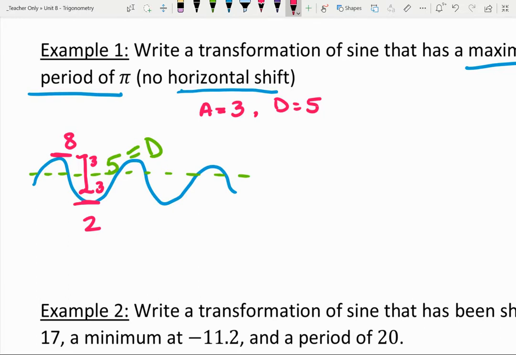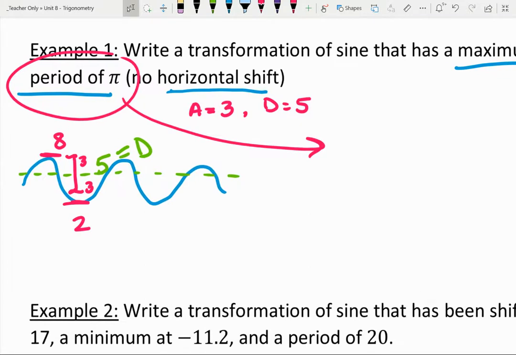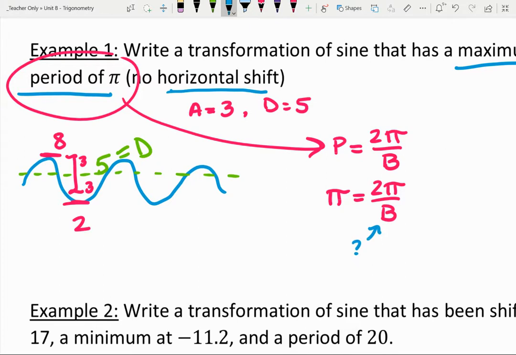It says that there's no horizontal shift, so we don't have to worry about any kind of C value, but it tells us that we have a period of pi. So I'm going to take that information and work with it over here. So the period we just wrote up above is 2 pi over b. So if we know that the period is pi, then what we need to solve for is that b value. This is our unknown at this point.